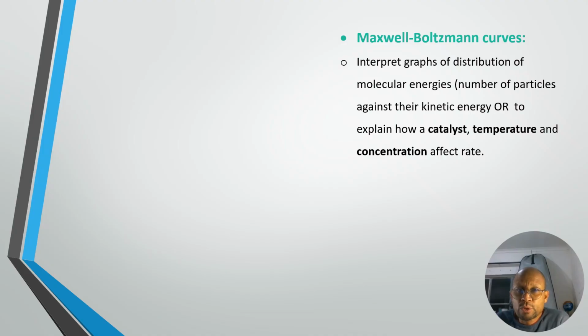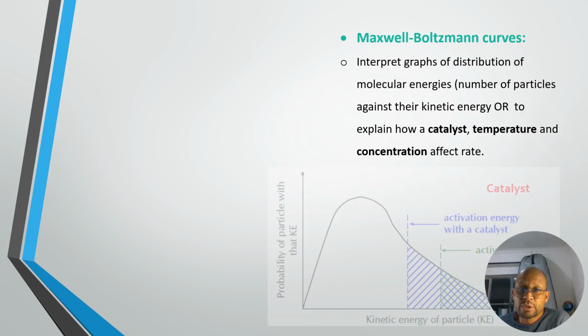Now, Maxwell distribution curve, we must interpret the graphs of distribution of molecular energies. That will be the number of particles against their kinetic energy, or we have to explain how a catalyst, temperature, and concentration will affect these Maxwell distribution graphs. Now, you must be able to draw 3 graphs of the Maxwell-Boltzmann curve, and you must be able to indicate or understand how those graphs are going to be influenced by a catalyst, temperature, or concentration.